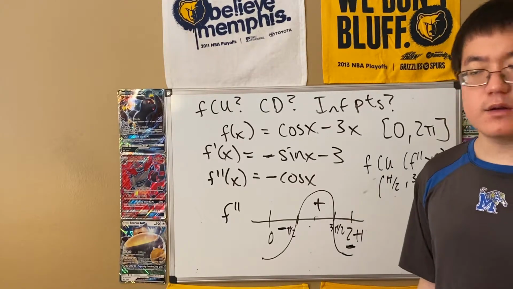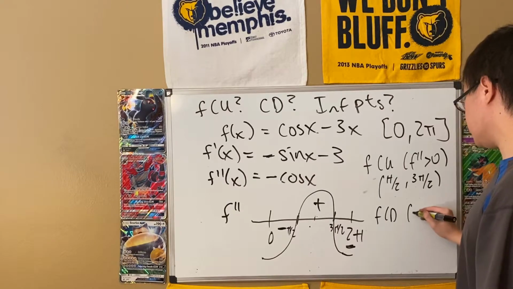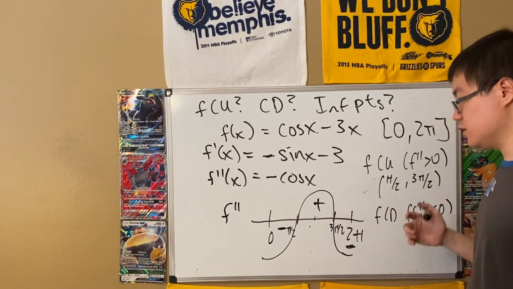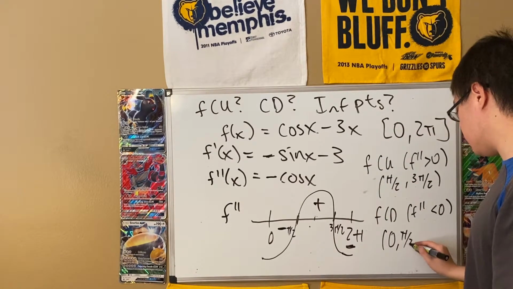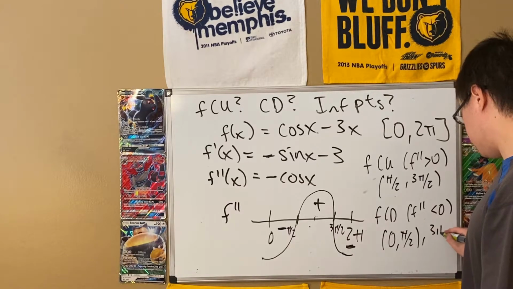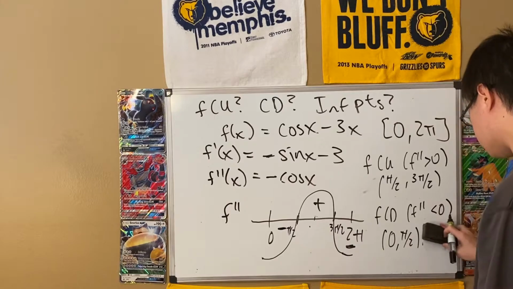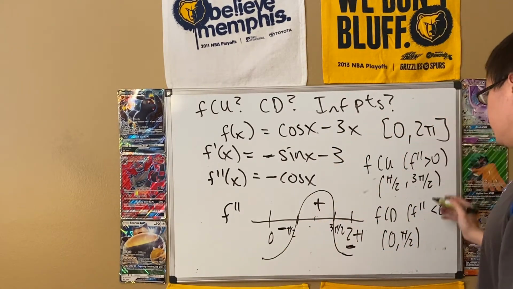Where's f concave down? Well, that's where it's below the axis. f is concave down when f double prime is negative. Just keep repeating these rules over and over again, and you should hammer them into your brain, if that's a phrase. So 0 to pi over 2, and then 3 pi over 2 to 2 pi. We don't do the entire number line because we're only on this interval.